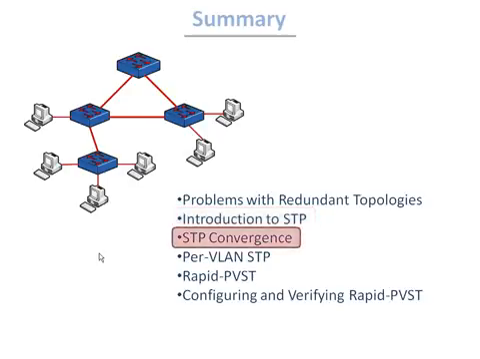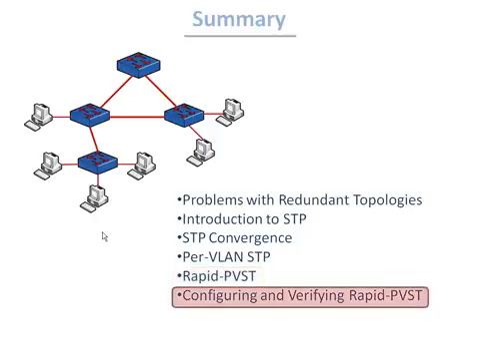Then we talked about how spanning tree reconverges, going through different states of listening, learning, forwarding, blocking, and so forth. And then we said that because almost everyone uses VLANs and trunks, we had to invent a new type of spanning tree protocol, which was the per-VLAN spanning tree protocol. And then we had the rapid per-VLAN spanning tree protocol, which instead of a blocking port has the alternate port, which allows faster convergence of the entire topology. And then we learned how to configure and verify the rapid spanning tree protocol.